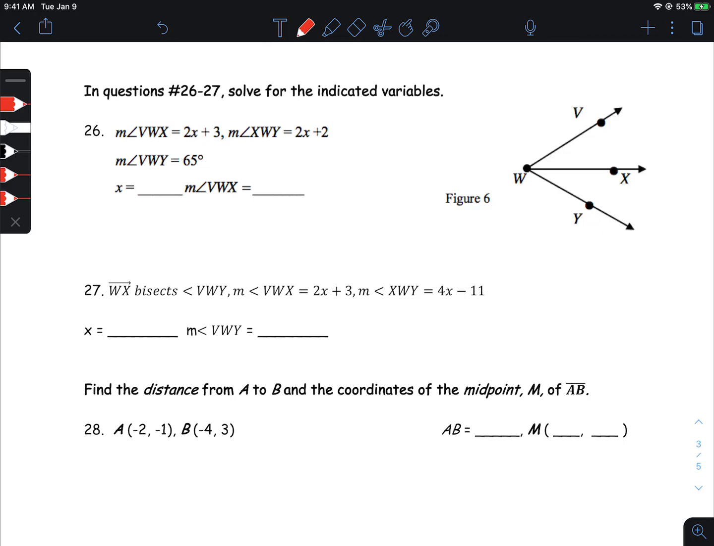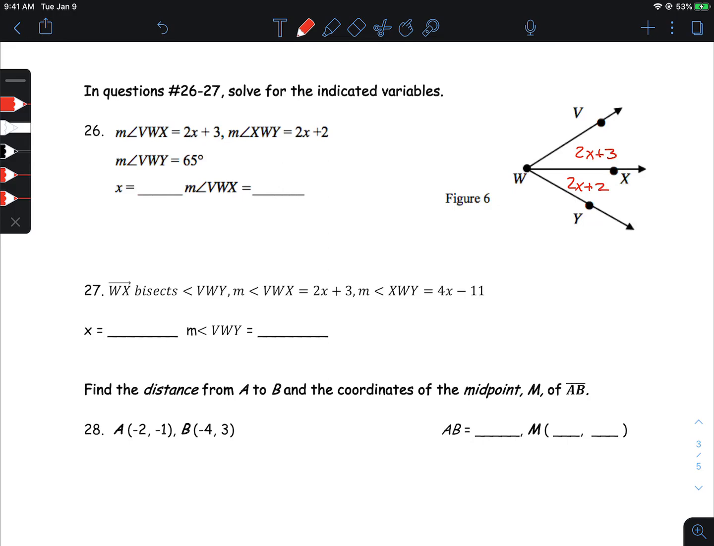All right, number 26 here, they give us some more algebraic expressions just dealing with angles here. So we have VWX. Apparently that angle right here is 2x plus 3. Next angle, they give us XWY. So that's that angle right there. That apparently is 2x plus 2.